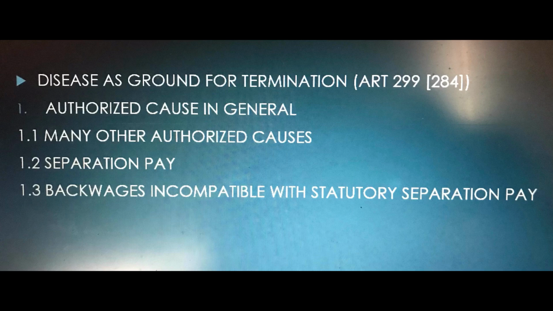Another one is the back wages incompatible with statutory separation pay. Back wages are the payment an employee is owed for the work they did in the past but were not compensated for, while statutory separation pay is the pay given to employees upon termination for authorized causes, meaning an employee typically cannot receive both back wages and statutory separation pay simultaneously. If an employee is awarded back wages, they may not be eligible for separation pay, and vice versa, depending on the legal and employment context.